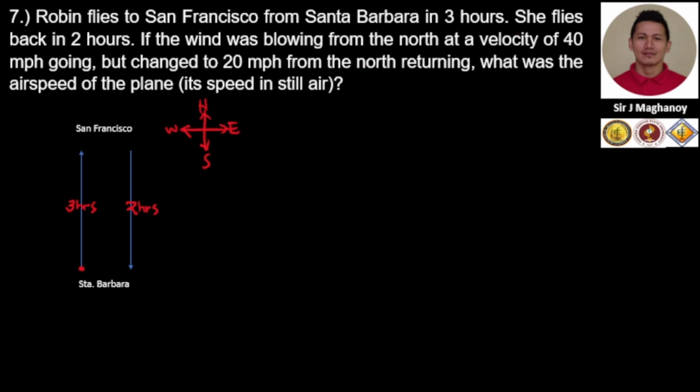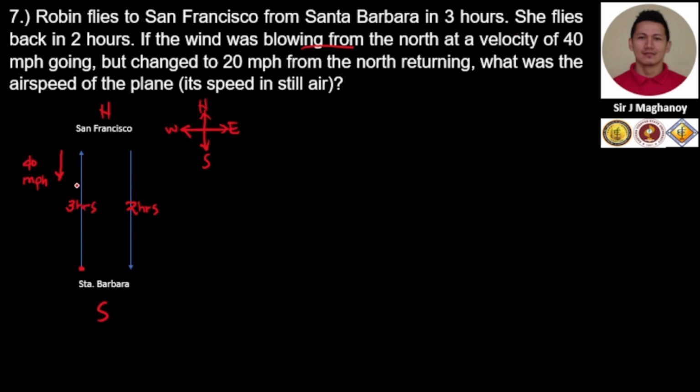Since the wind is blowing from north, if San Francisco is north and Santa Barbara is south, then during the flight from Santa Barbara going to San Francisco, he experienced an opposing wind force of 40 miles per hour. So whatever the speed, the rate is minus 40 miles per hour because they are opposing. How about the second condition? It changed to 20 miles from north returning.